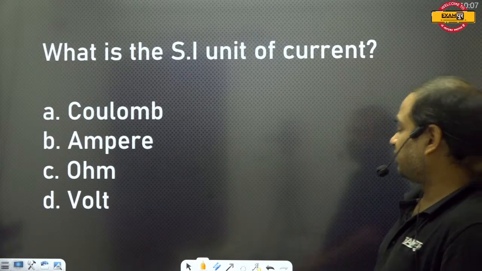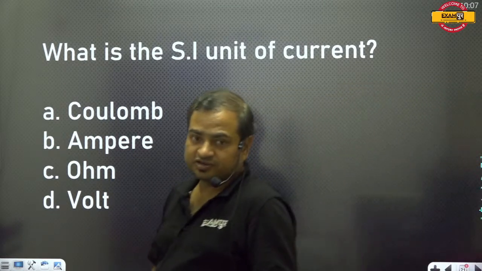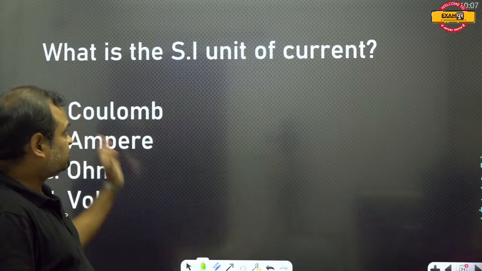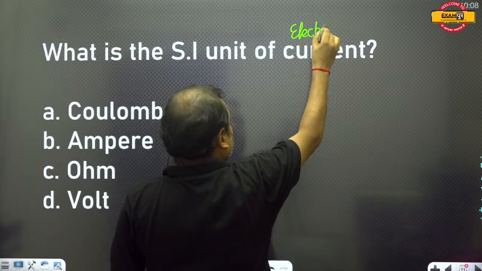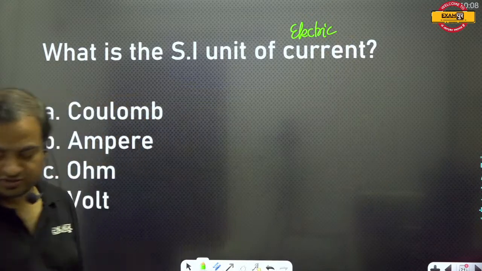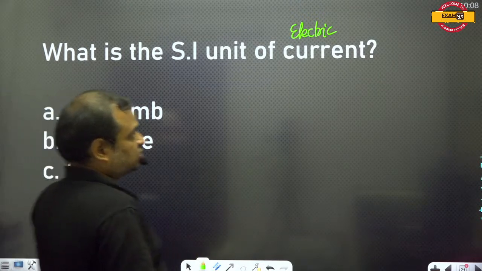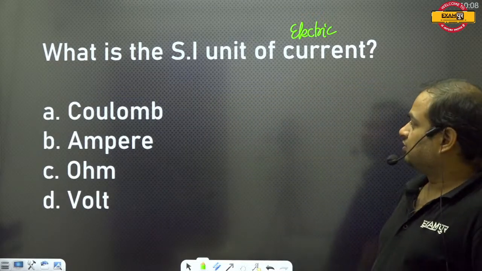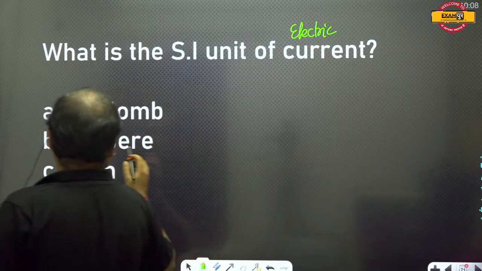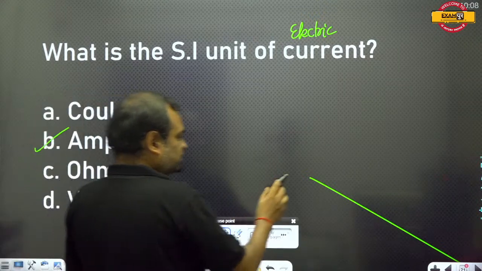What is the SI unit of current? Here it is asking about current. Current means electric current. Actually, the question must be written properly to say which current it is talking about. Is it electric current, water current, milk current, blood current? It is talking about electric current, and the correct answer is ampere.